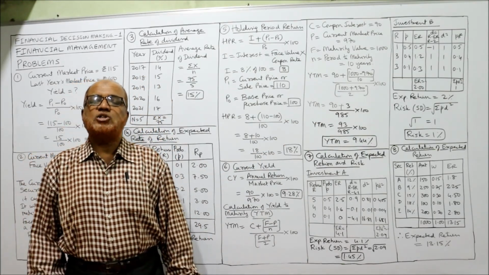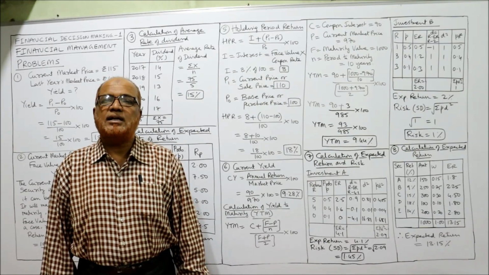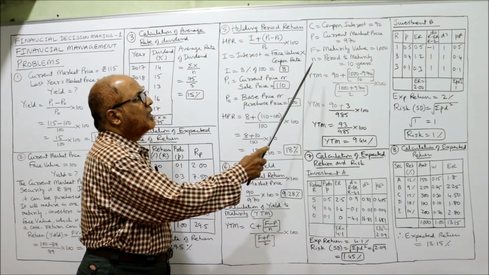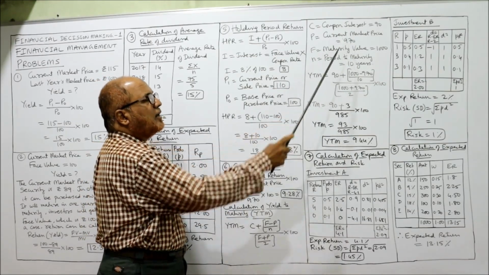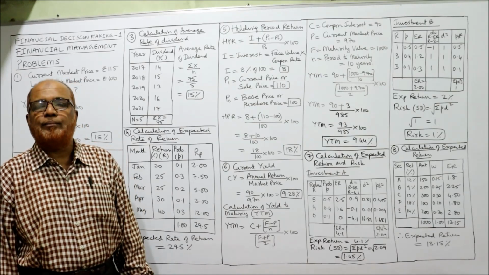N is equal to maturity period, or period to maturity. So how many years? 10 years. It is given in the problem. So here N is equal to 10 years. Then P is equal to current market price. The current market price is given in the problem, 970.